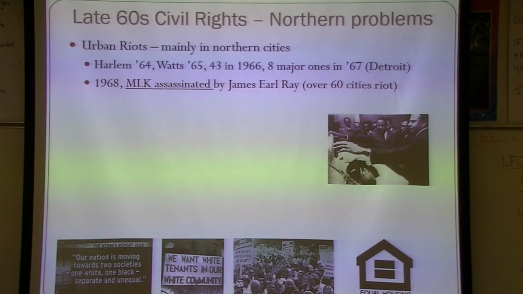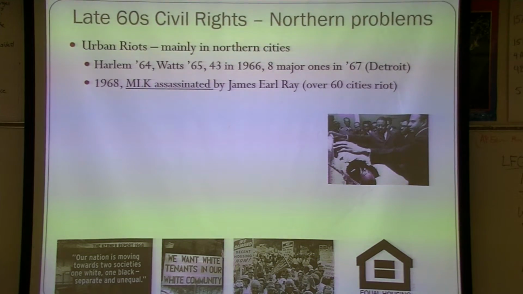In northern cities, a lot of African Americans feel like they were being left behind because they did not have, again, that by law, de jure segregation. What they had was what was known as de facto, or by custom. And we're going to see that we have a lot of urban riots, mainly in northern and western cities, not in the deep South. Harlem in New York City, Watts in Los Angeles, and we're going to have 43 riots in 66, major ones in 67, probably the biggest one in Detroit. In 68, we will have over 60 cities riot, again, mainly in the North.